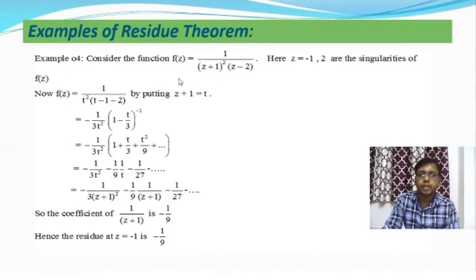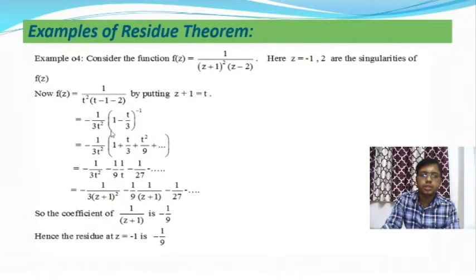Okay, so z is equal to minus 1 is a pole of order 2, and z is equal to 2 is a pole, and this pole is a simple pole. So from this equation we are looking to find the residue at z is equal to minus 1. First of all we take z plus 1 is equal to t. So if we put z is equal to t minus 1, that means we'll get the function. This function will be minus 1 by 3t square into (1 minus t by 3) whole to the power minus 1.